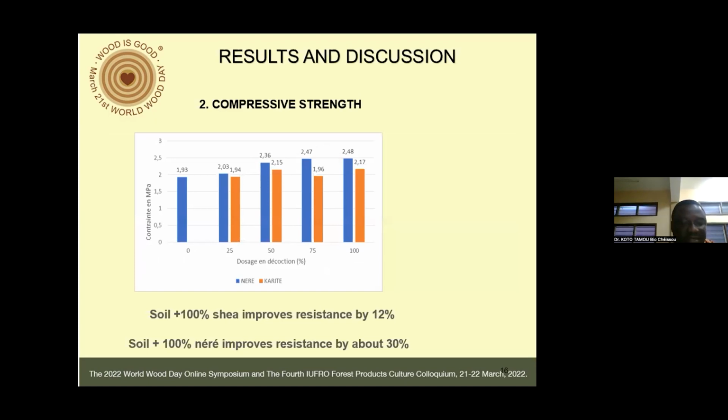For the compressive strength of the geomaterial, we find that it is increased with an increase in the rate of adjuvant. The resistance is improved by 12% with the addition of 100% Shea decoction and by 30% with the addition of 100% Nere decoction.